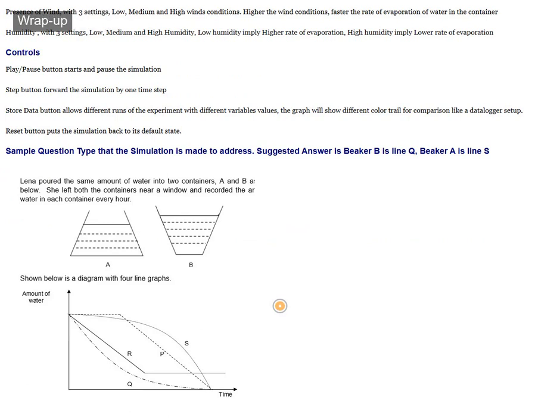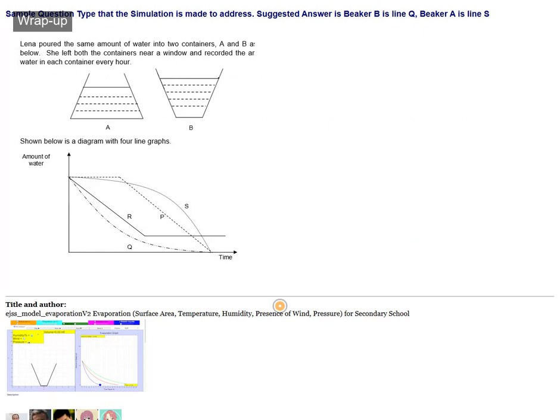That is what makes this simulation useful. Compare, explain, and predict.